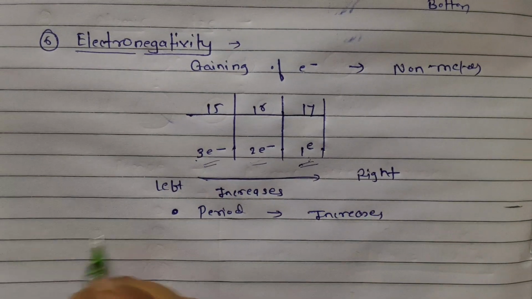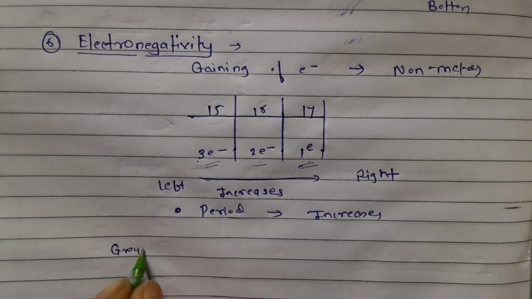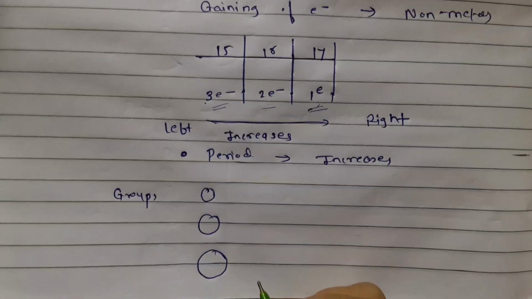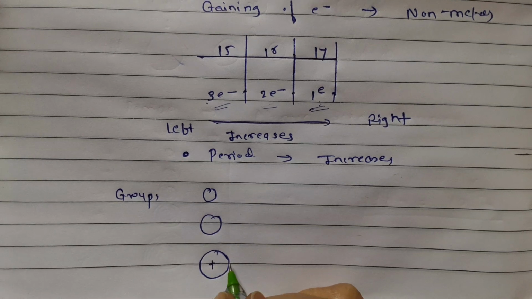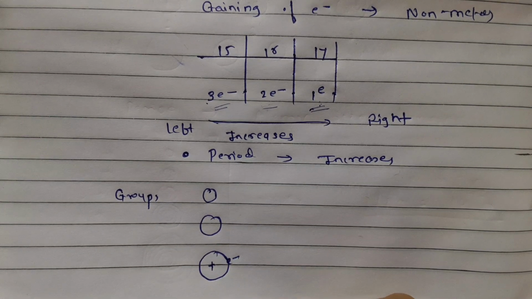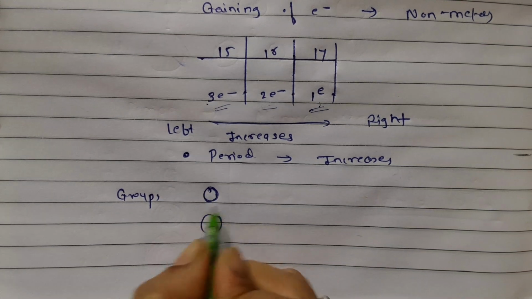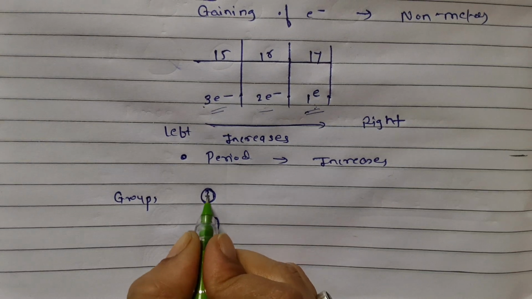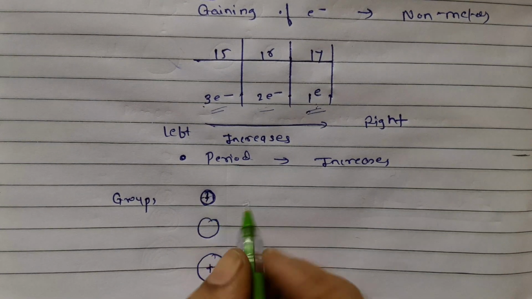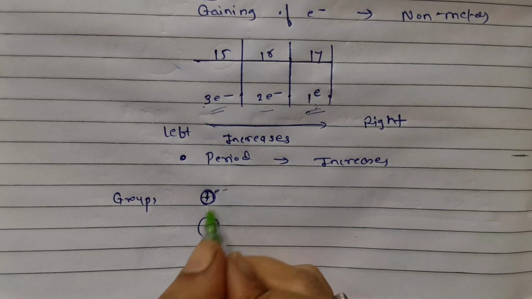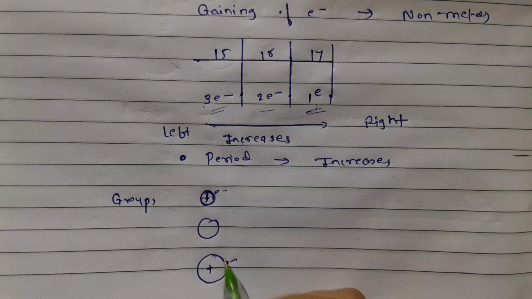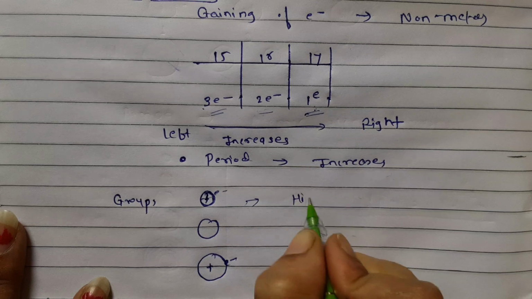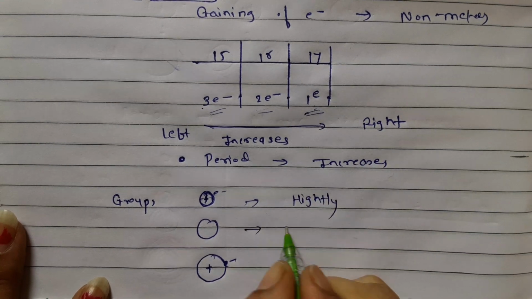And what about groups? In a group we know atomic size increases. So the distance between the positively charged nucleus and the negative electron increases. So it is much easier for an atom with smaller atomic size to accept the electron because the distance between the positive nucleus and the outermost shell is very short. So when such an atom accepts an electron, it gets attracted towards the nucleus very fast compared to the atom with a bigger atomic size. So those which are smaller are highly electronegative.